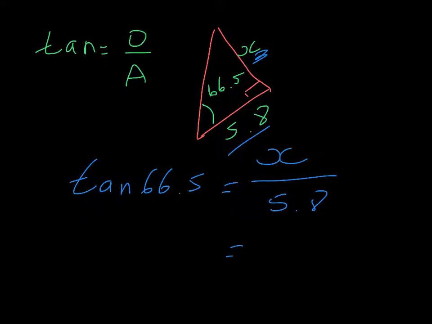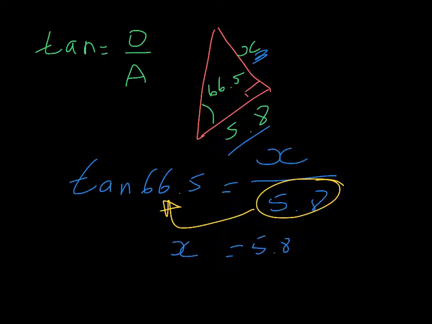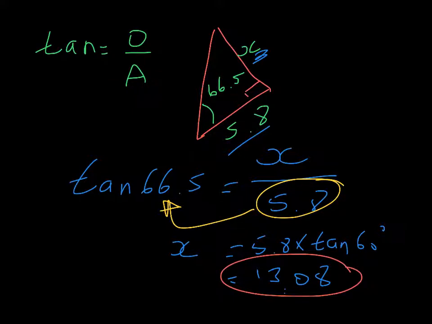Okay, once again, we need to move this figure over here. So x equals 5.8 multiplied by tan 66.5 degrees, equals, rounding it off to 2 decimal places, 13.08. So this figure here is now telling us this is the x. So this x equals 13.08.